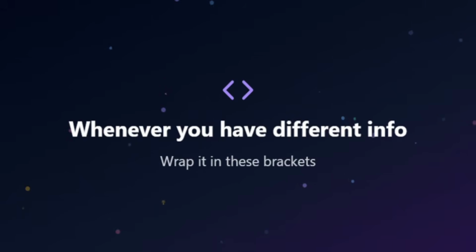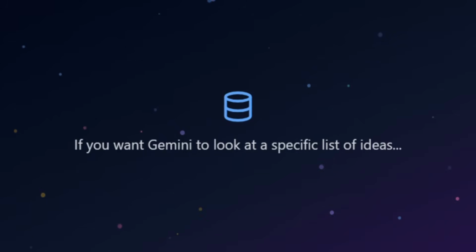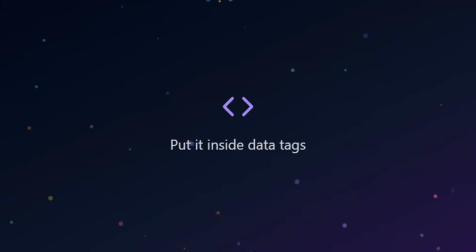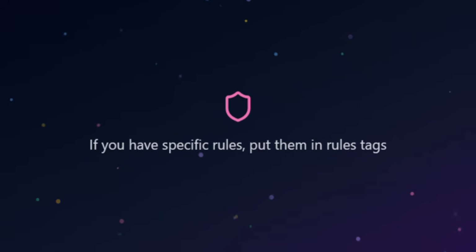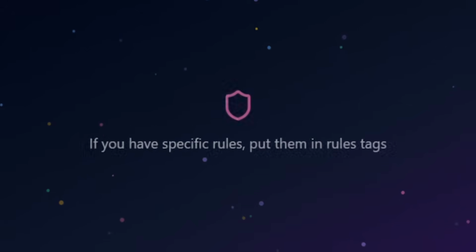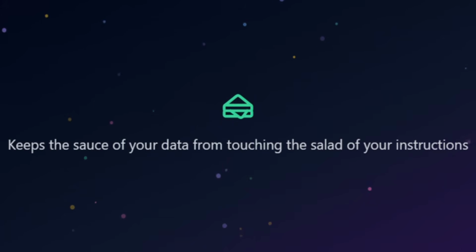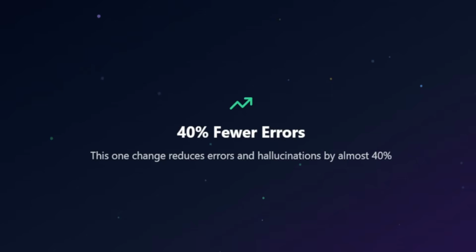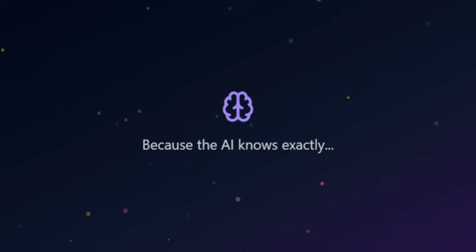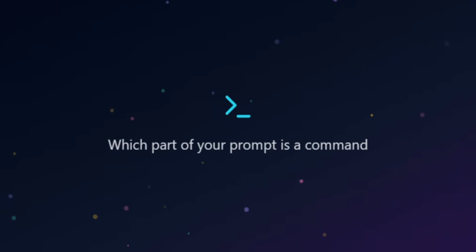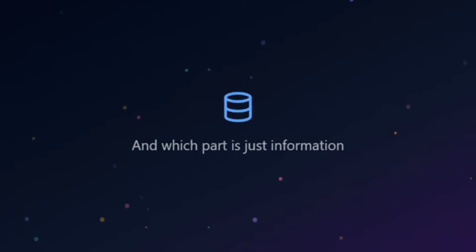So whenever you have a different type of information, wrap it in these brackets. For example, if you want Gemini to look at a specific list of ideas, put it inside data tags. If you have specific rules, put them in rules tags. These labels act like a bento box for the AI. It keeps the sauce of your data from touching the salad of your instructions. This one change reduces errors and hallucinations by almost 40% because the AI knows exactly which part of your prompt is a command and which part is just information.